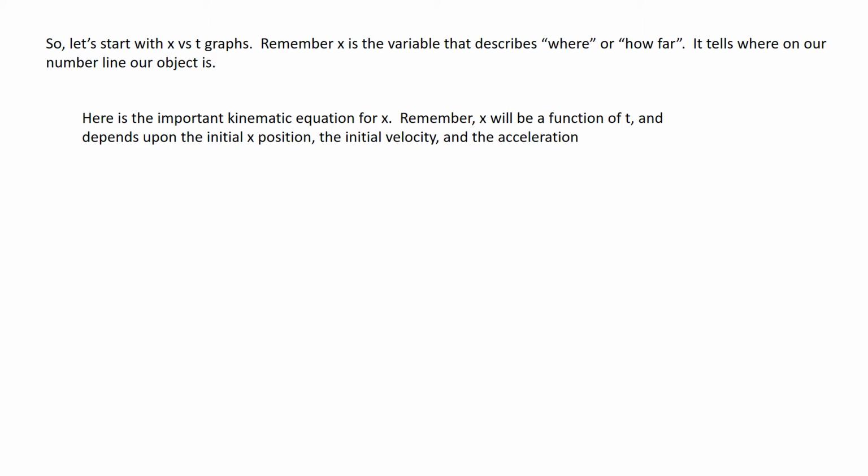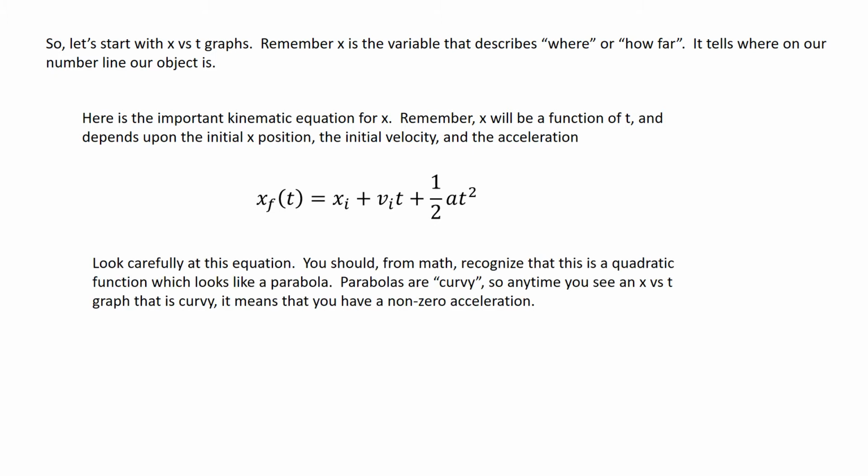We have some constants in the problem. We have the initial x position and the initial velocity and then the acceleration. So here's the equation. x final of t is equal to x initial plus v initial t plus 1/2 a t squared. Look at that equation. You should from math recognize that this is a quadratic equation, and that means it's going to be a parabola. Parabolas are curvy. So anytime you see an x versus t graph that is curvy, it means you have a non-zero acceleration.